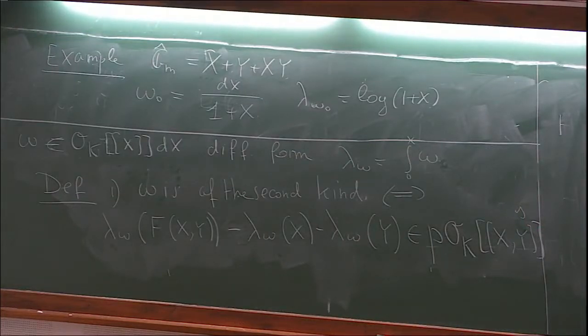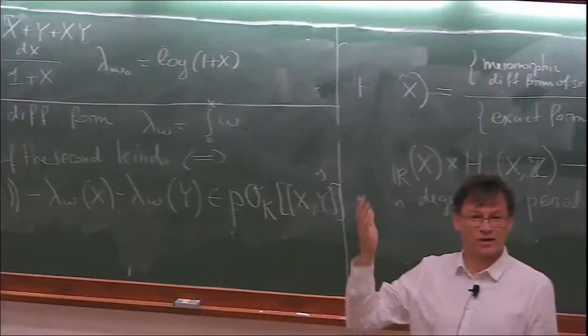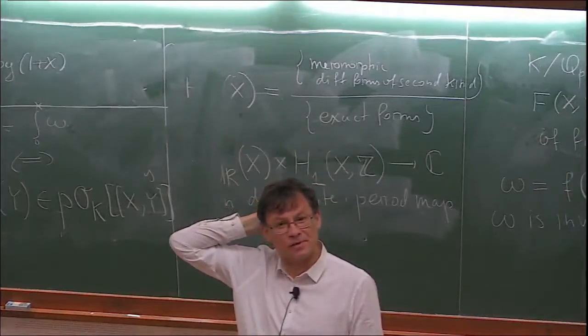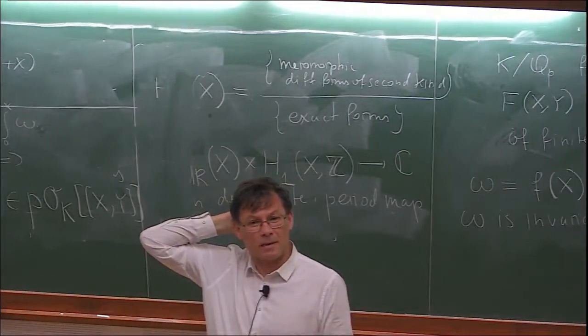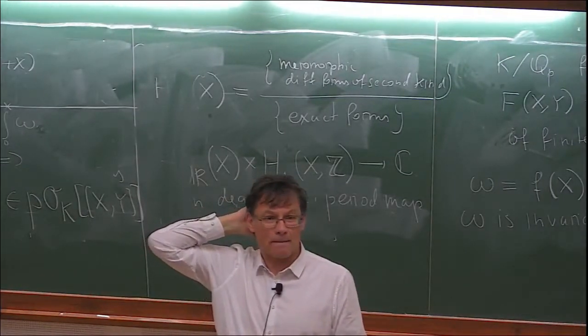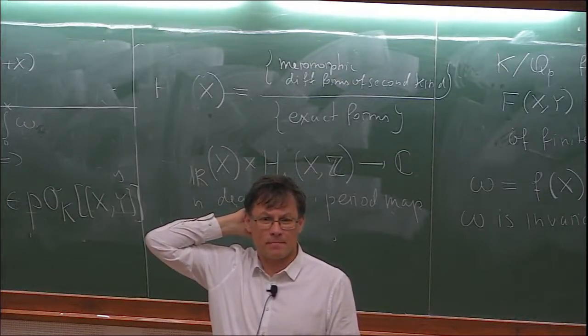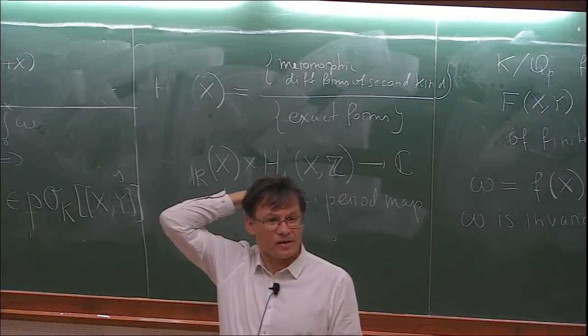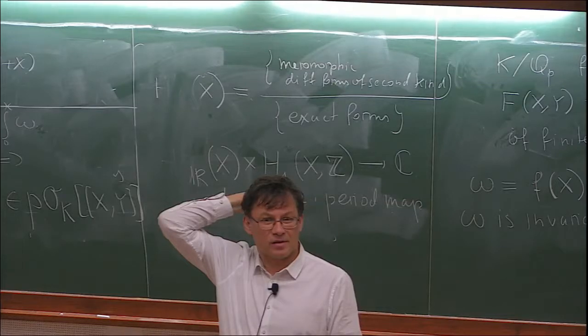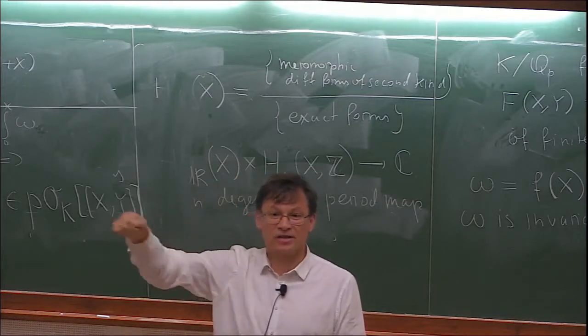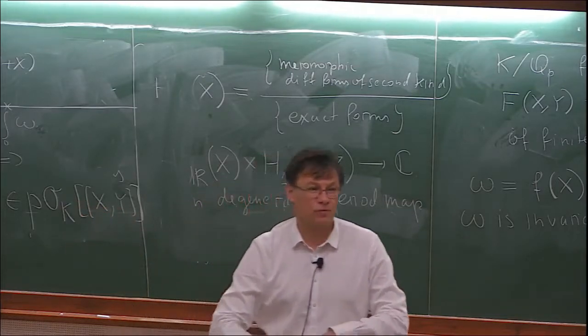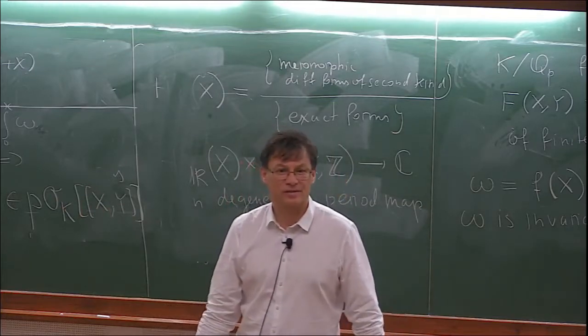The second kind means that it has no logarithmic zero. So for an elliptic curve, it shouldn't have residues. So this is a form of the second kind, a form without residues. But exact is the differential of a meromorphic function.